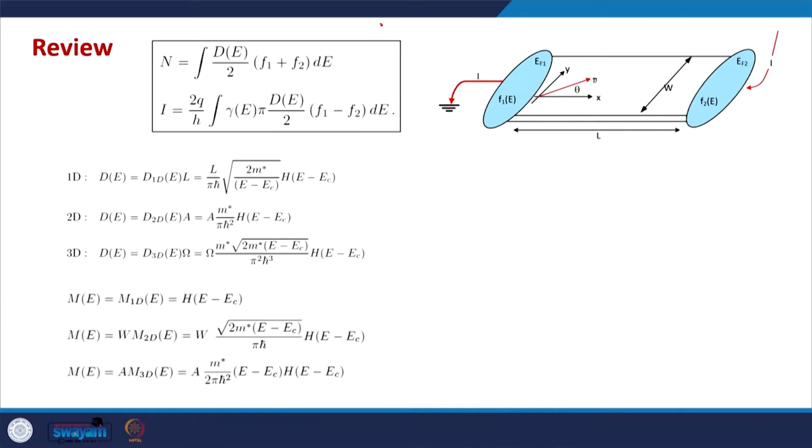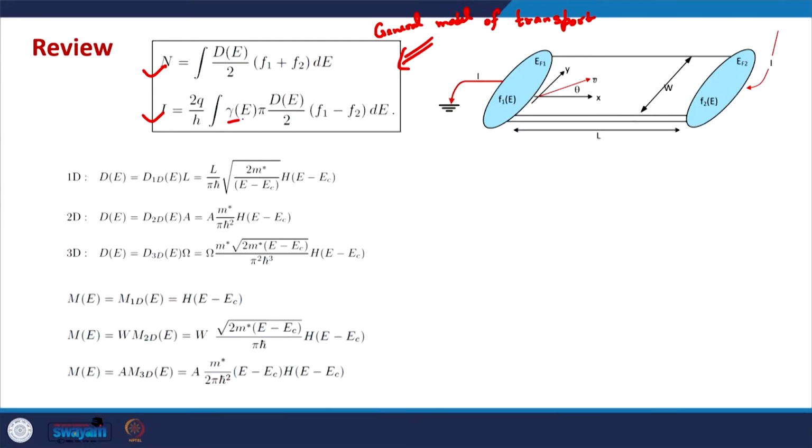From our discussion of the general model of transport, we saw that this is the carrier concentration and this is the expression for the current in a small conductor, when the channel length is small. And here, as you might have already noticed, the carrier concentration and the current are in terms of the basic fundamental parameters of the material and the electrons.